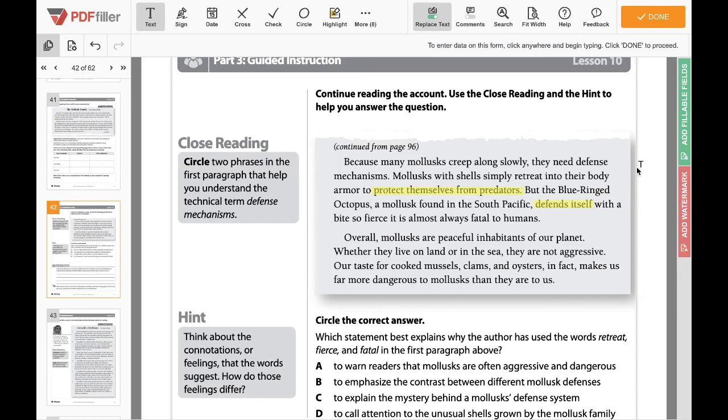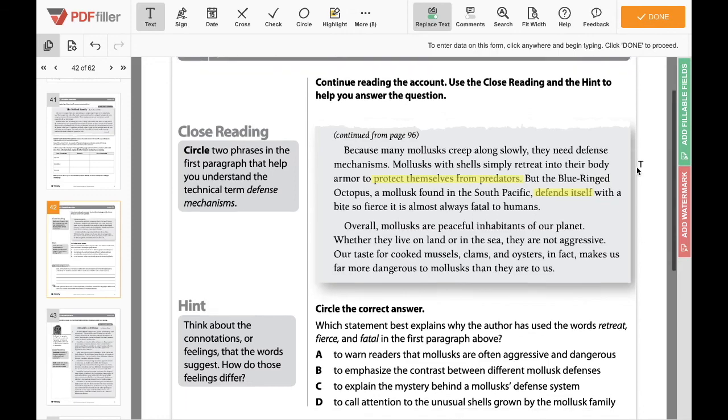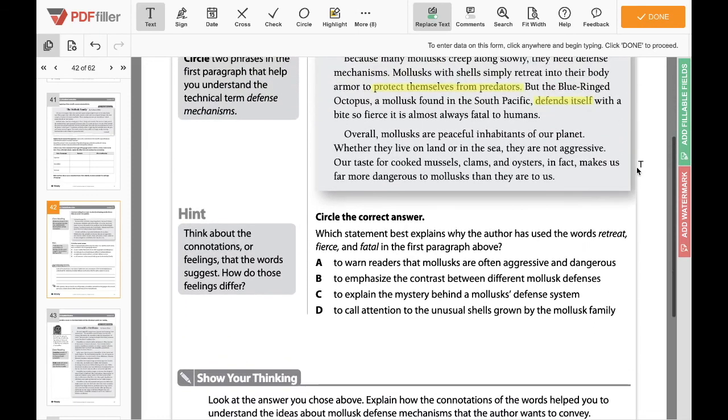It's really not that complicated. We're just using those context clues surrounding it to help us to better understand the meaning of that technical term. Overall, mollusks are peaceful inhabitants of our planet. Whether they live on land or in the sea, they are not aggressive. Our taste for cooked mollusks, clams, and oysters, in fact, makes us far more dangerous to mollusks than they are to us. So now we're going to answer this question.